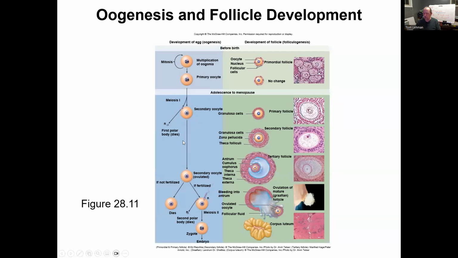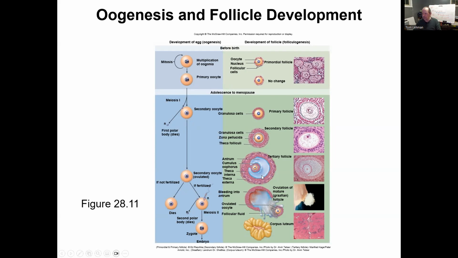That secondary oocyte will travel down through the fallopian tube. If it does not get fertilized, it simply dies off. If it does get fertilized, it'll divide off into an ovum and a second polar body. And then that ovum will be immediately fertilized by the sperm and make a zygote. And then we're off and running as far as development.